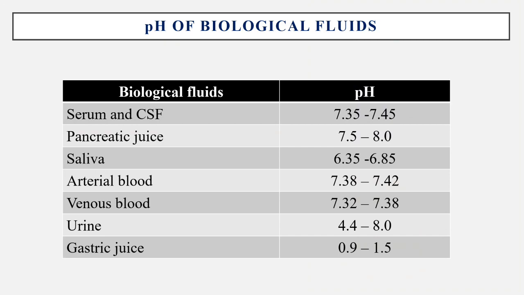Next, pH of biological fluids. Serum and CSF pH is 7.35 to 7.45. Pancreatic juice is 7.5 to 8. Saliva is 6.35 to 6.85. Arterial blood is 7.38 to 7.42. Venous blood is 7.3 to 7.38. Urine pH is 4.4 to 8.0. Gastric juice is 0.9 to 1.5. These are the different pHs in different analytes.